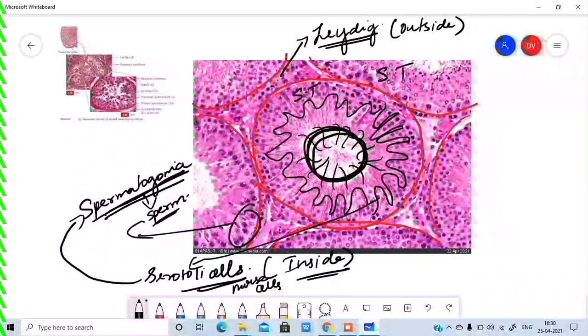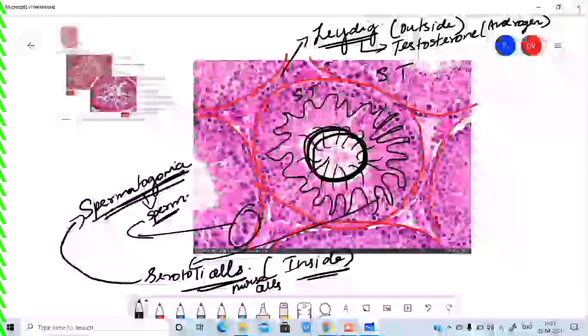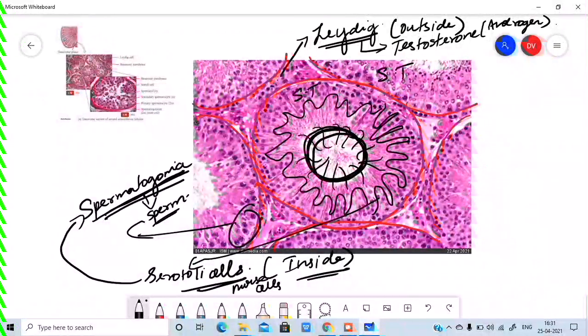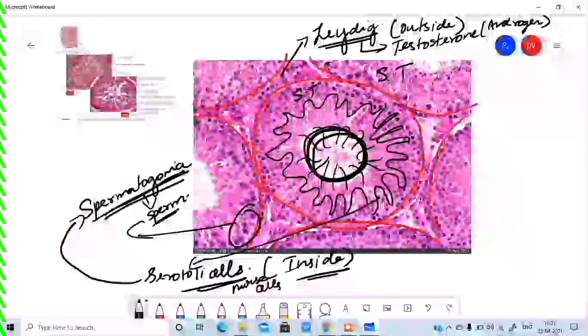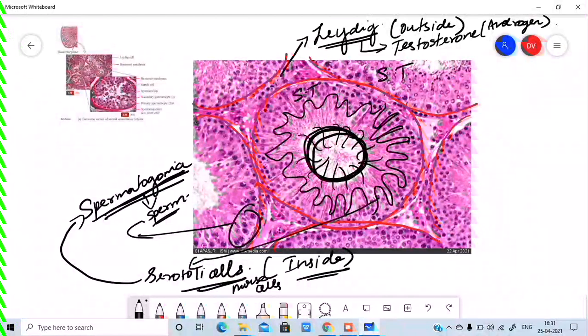And what about the Leydig cells? These are the cells which produce testosterone, otherwise known as the androgen, the male sex hormone. So know the difference between Sertoli cells and Leydig cells, guys. Sertoli cells are located inside the seminiferous tubule, whereas Leydig cells are located in between the tubules, outside the tubule. That is what you have to know.